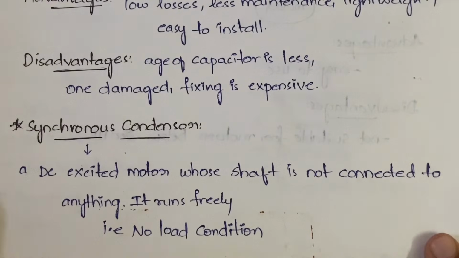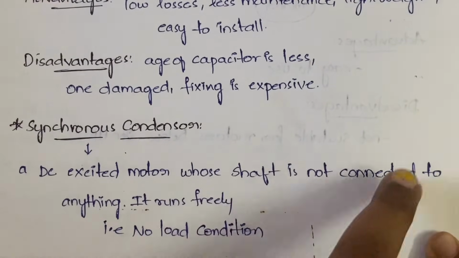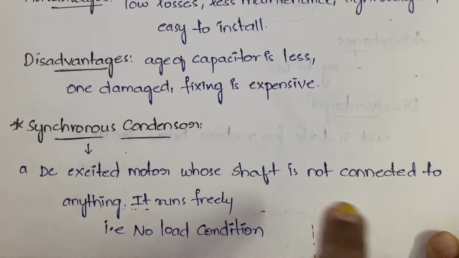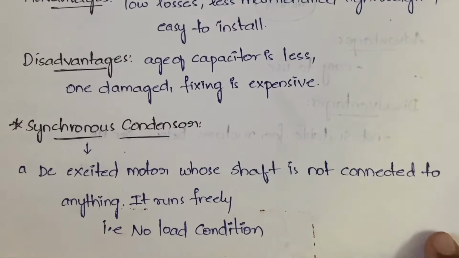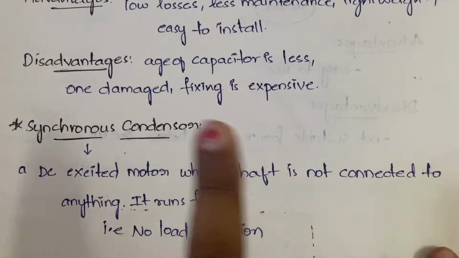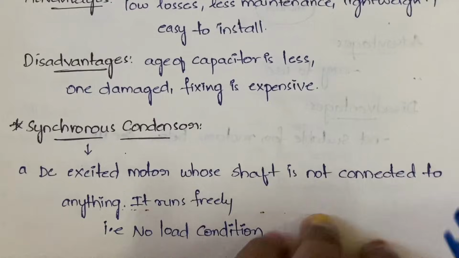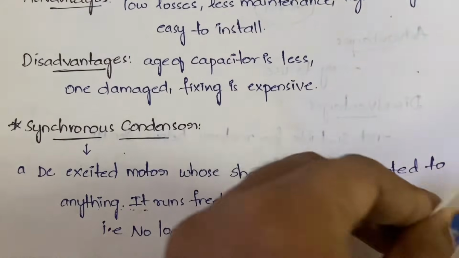First of all, what is a synchronous condenser? A synchronous condenser is nothing but a DC excited motor whose shaft is not connected to anything. Usually the shaft is connected to the load, but in case of a synchronous condenser, it is a motor where the shaft is not connected to any load. It runs freely, that is, it runs in no load condition. Got it? This is what synchronous condenser means.